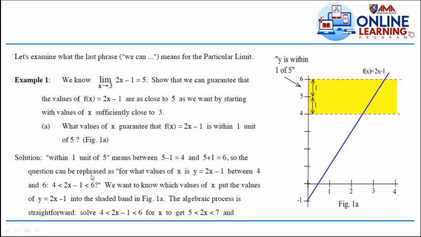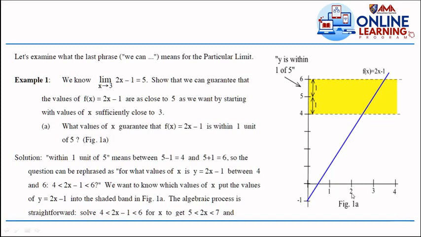So, the question can be rephrased. For what values of x is y equal to 2x minus 1 between 4 and 6? So this is our function. 2x minus 1 should be greater than 4 but less than 6. In our first practice earlier, the 3 was given, right? The limit 3 was given. Then, given x, we find the limit, the y.